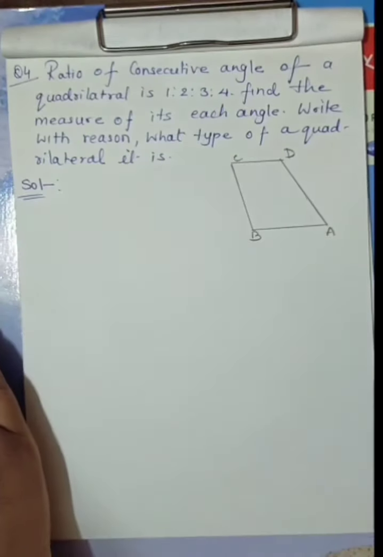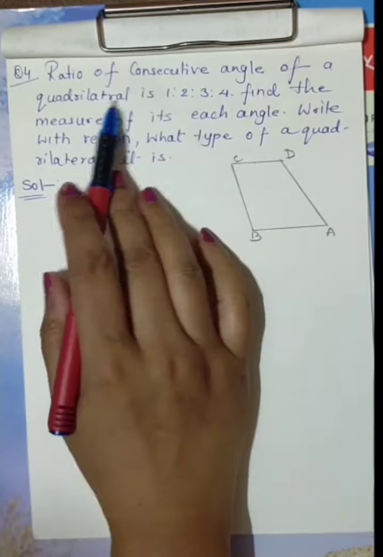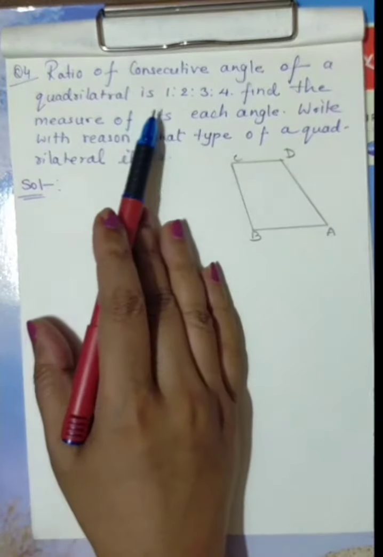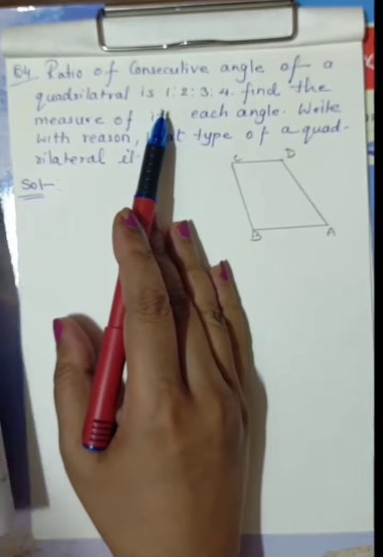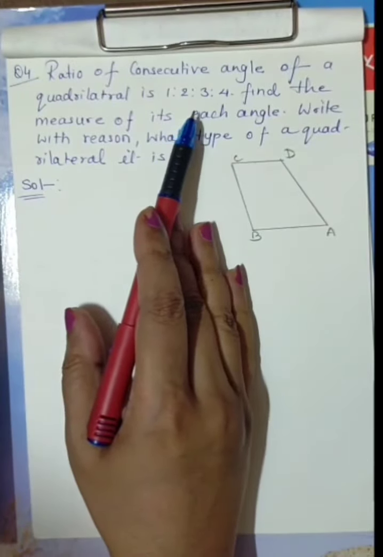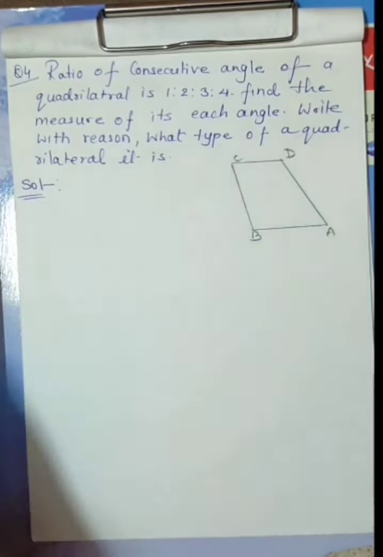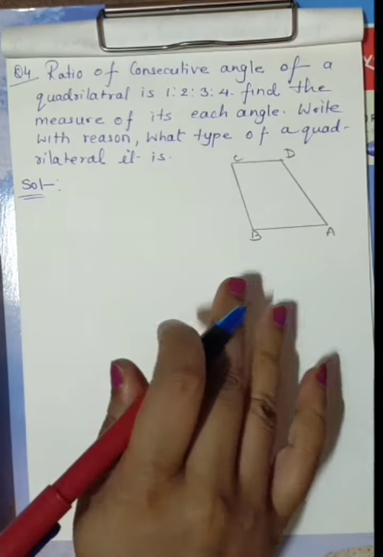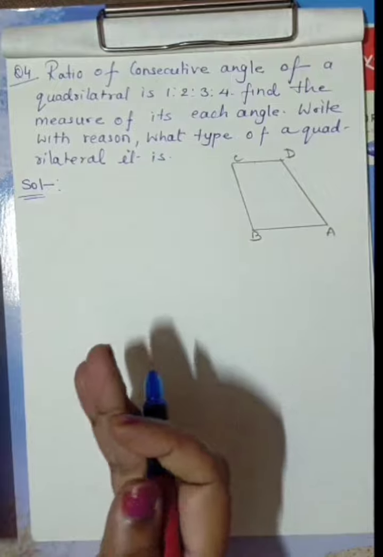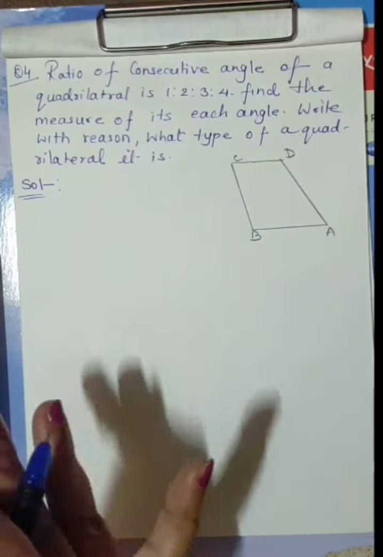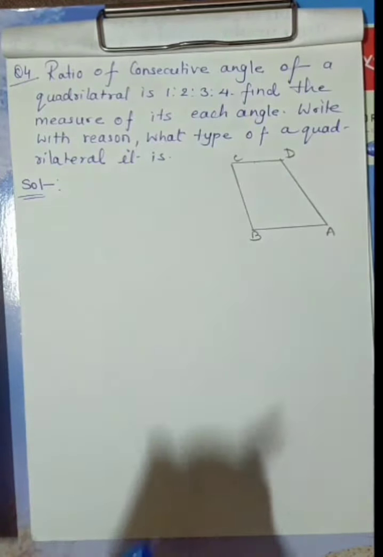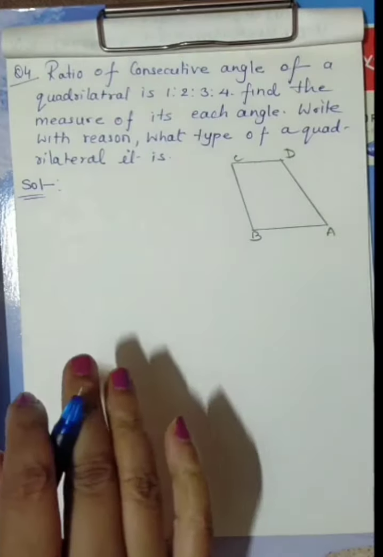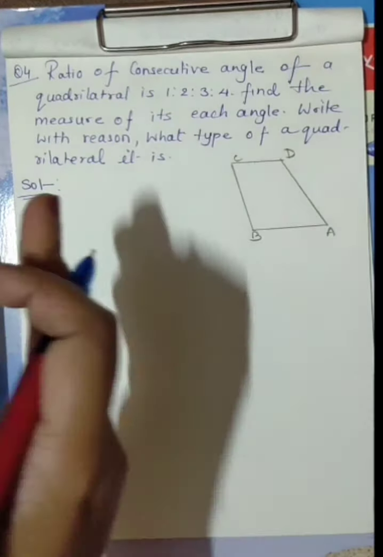The ratio of consecutive angles of a quadrilateral is given as 1:2, 2:3 and 3:4. We have to find the measure of each angle and write with reason what type of quadrilateral it is. Okay, I hope you understood. Now we are going to solve.